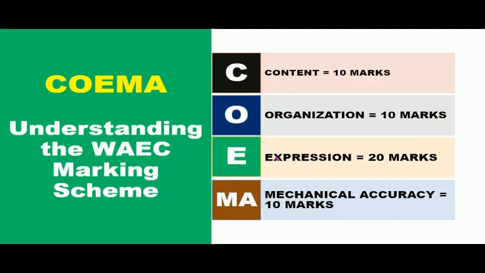We want to begin by looking at COEMA. COEMA is an acronym for Content, Organization, Expression, and Mechanical Accuracy. These are 4 criteria for Waec essay marking. And so understanding the Waec marking scheme is what we want to first look at. Now, content carries 10 marks, organization carries 10 marks, expression carries 20 marks, and mechanical accuracy carries 10 marks.